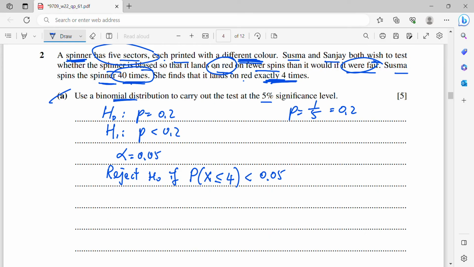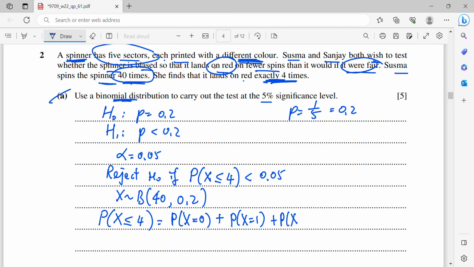Now when we do the calculation for the binomial distribution, I will write down the distribution first. x is binomially distributed, n is 40, and p is 0.2. Now we need to calculate P(x less than or equal to 4). Since x is binomially distributed, x starts from 0 and ends at 40. So x less than or equal to 4 means you calculate P(x equals 0) plus P(x equals 1) plus P(x equals 2) until 4.